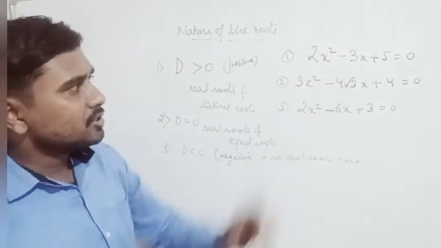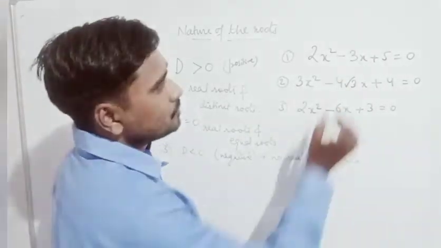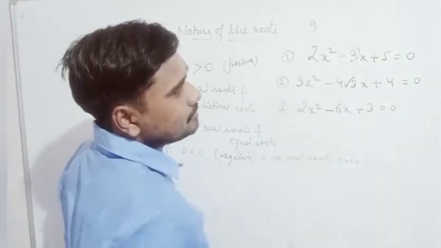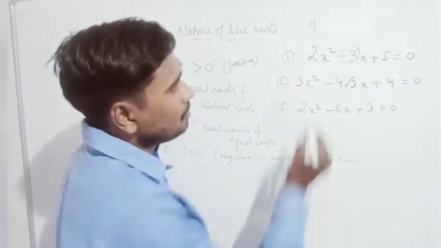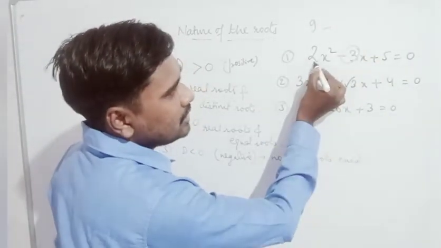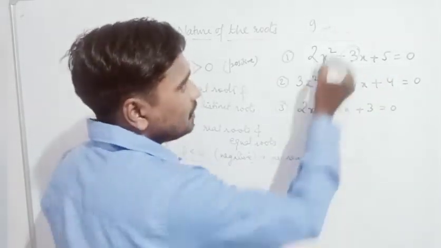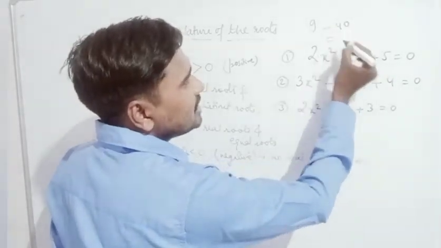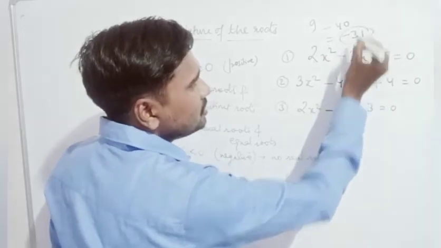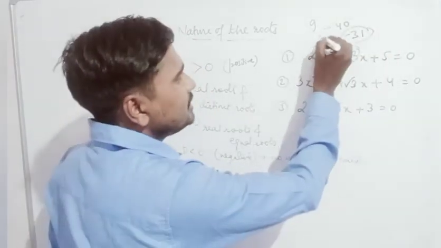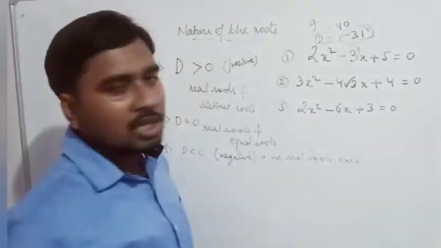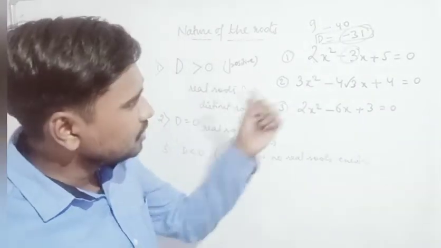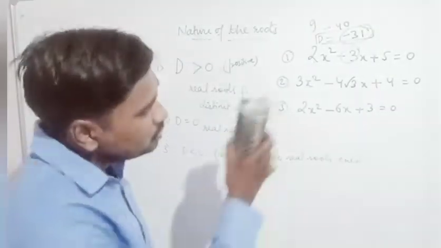See the first question, find the value of D. B square means 9, minus 4 into 2 into 5, 8 5 is 40. So 9 minus 40 is minus 31. So this is the value of D. And if D is coming negative, no real roots exist. Okay, so in the first example, no real roots exist.